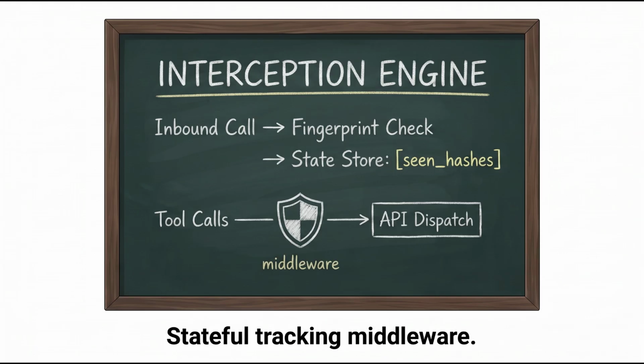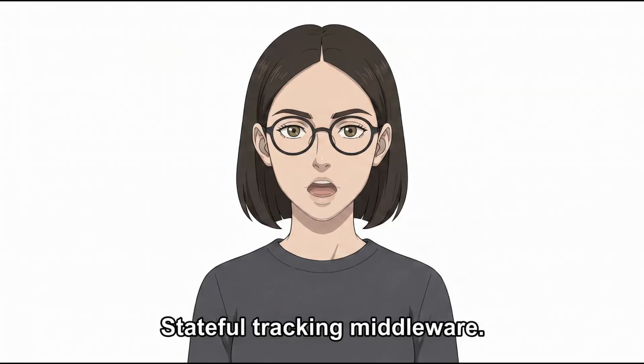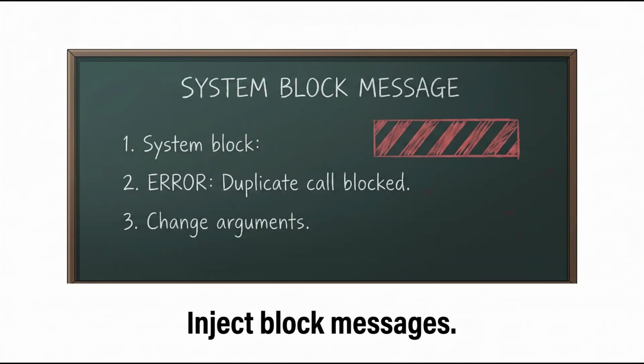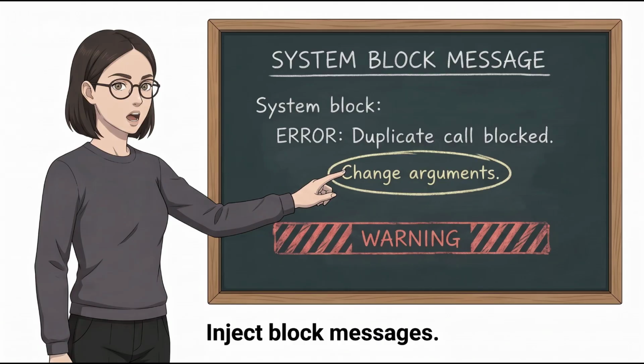This middleware intercepts every incoming tool call and matches its fingerprint against a local state store of seen hashes. If we intercept a duplicate fingerprint, we inject a clear, structured system error. This message warns the model that the action failed and forces it to rewrite its arguments.